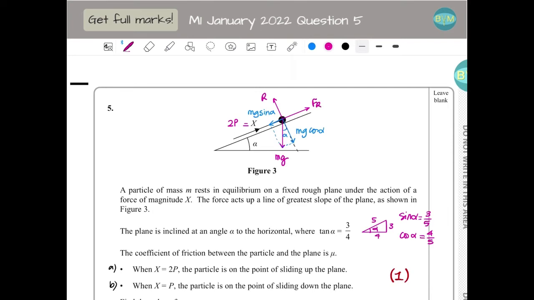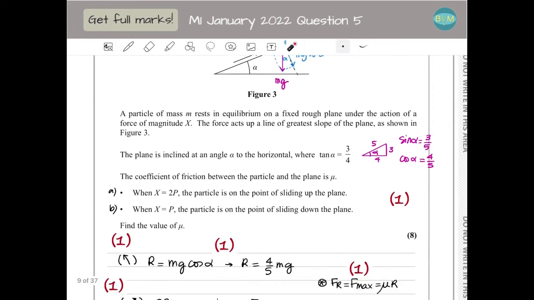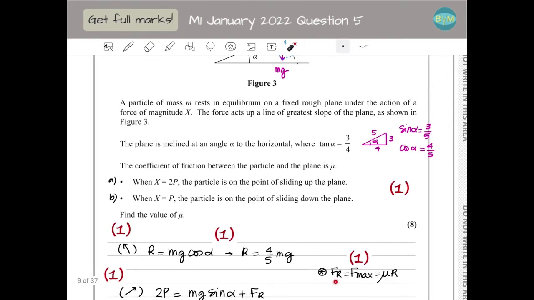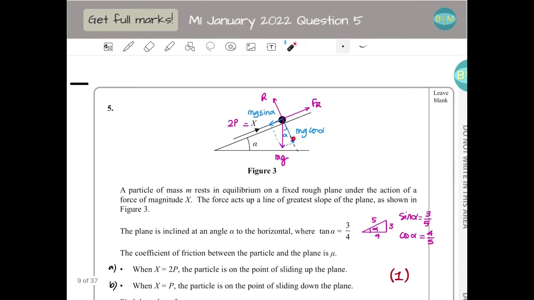This friction is going to be the same as it was before, because friction is maximum because it's about to move, is mu normal reaction. Mu doesn't change because it only depends on the roughness of the surfaces, and in this case normal reaction hasn't changed. Different is if I add other forces or I remove forces, but I haven't, so this normal reaction is the same.